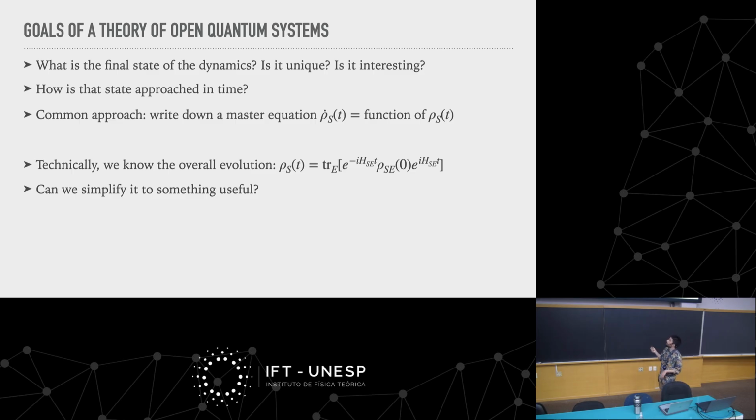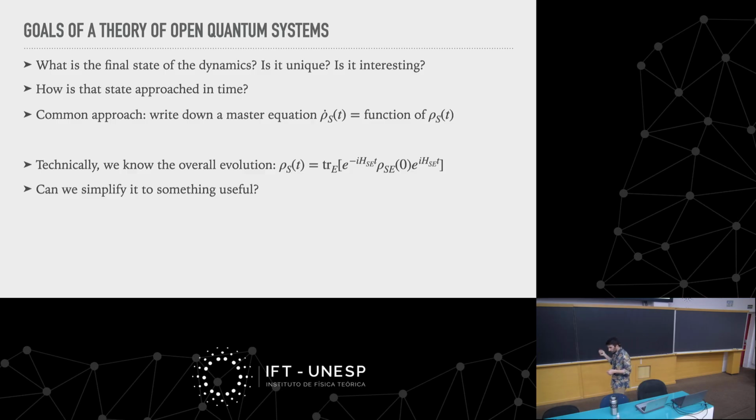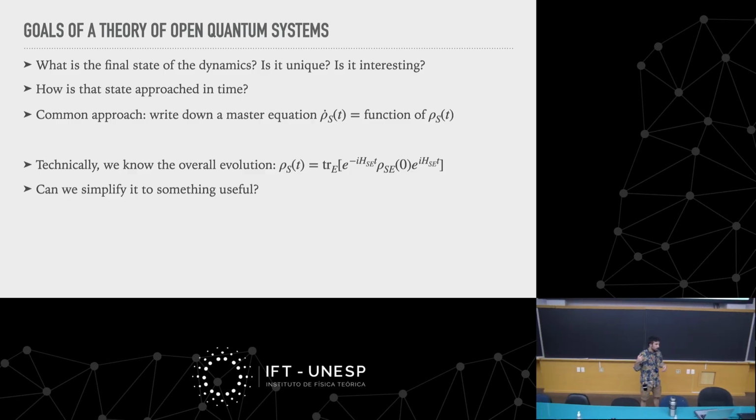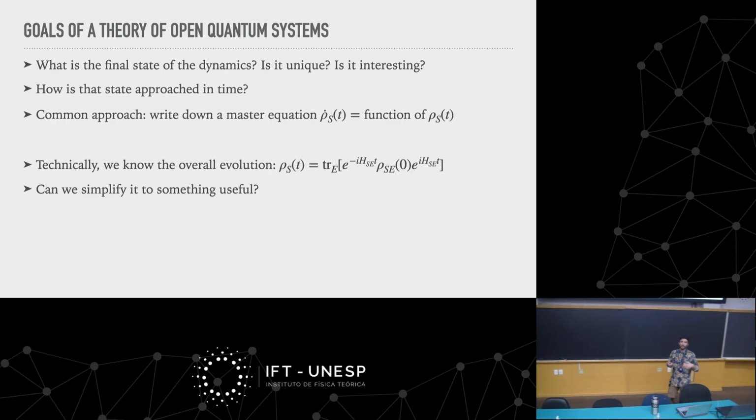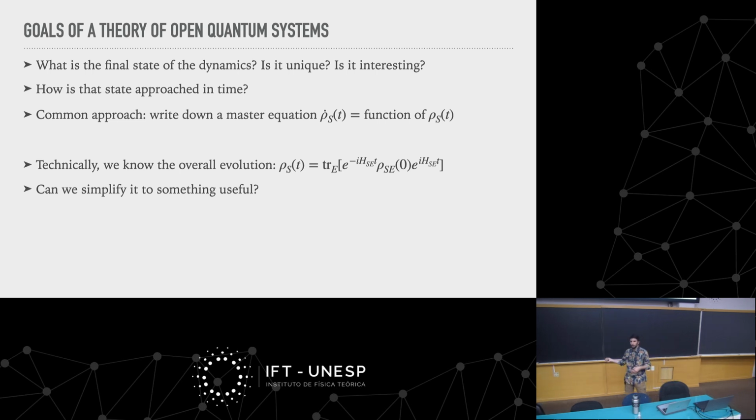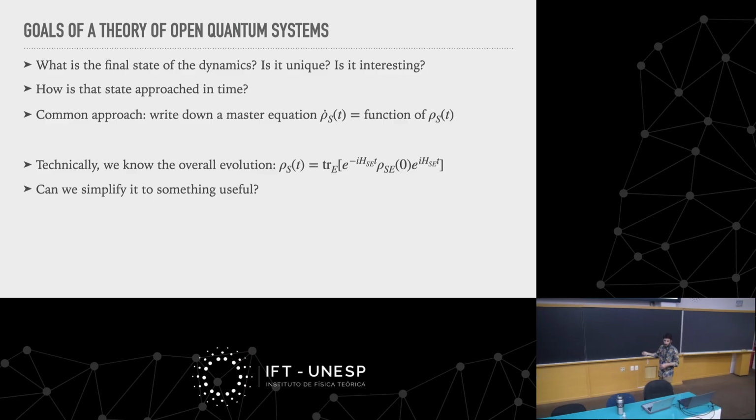And with this object, from this perspective, what are the questions that we would like to ask? The most trivial question is a static question. What is the steady state of the system? What is the final state of the dynamics? Is it unique? Does it have interesting properties from a fundamental or applied point of view, and so on and so forth? Then the next question in complexity is, how is this state approached in time? So what is the relaxation of the system? And the common approach is to try and derive some form of master equation, an equation of motion for the density matrix of the system.